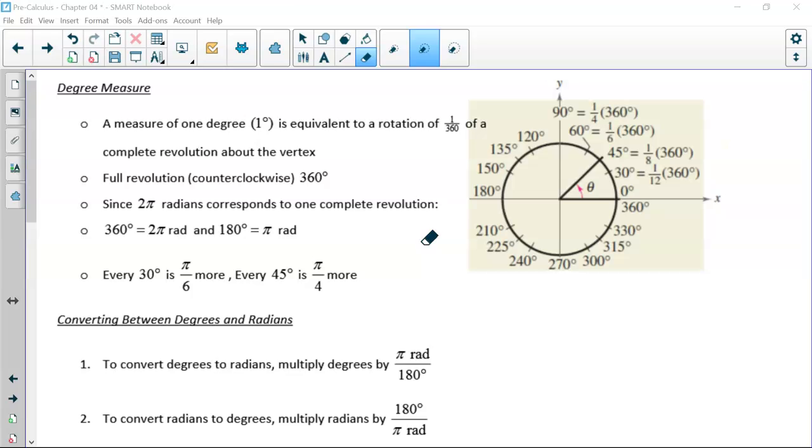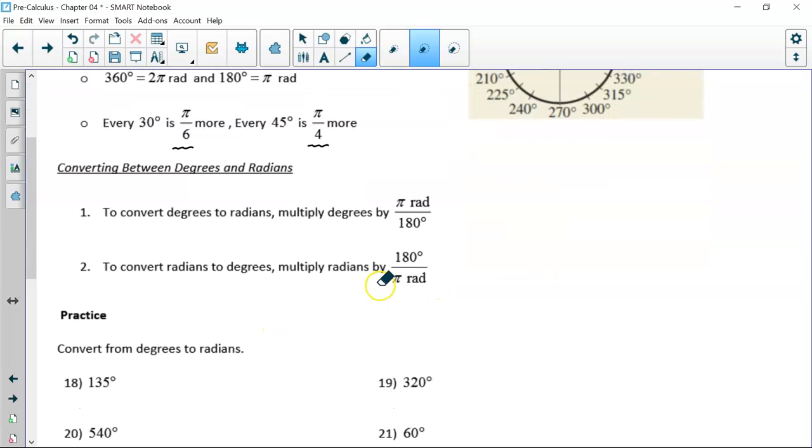So since 2 pi is one revolution, 2 pi is equal to 360 degrees, pi is 180 degrees, and you want to keep in mind, every 30 degrees is pi over 6, and every 45 degrees is pi over 4. We're going to be seeing that quite a bit. So to convert from degrees to radians, you want to multiply by pi radians over 180. And then to convert from radians to degrees, it's 180 over pi. You can see they're very similar except where pi is and where 180 degrees is.